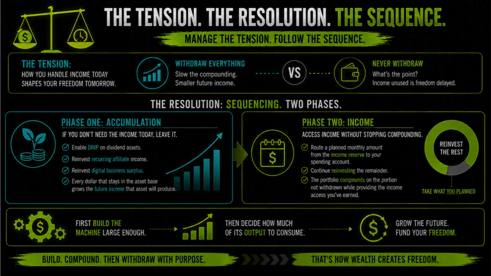Phase 1, accumulation. If you don't need the income today to cover expenses, leave it. Enable DRIP. Reinvest the digital business surplus. Every dollar that stays in the asset base grows the future income that asset will produce. Phase 2, income. Route a planned monthly amount from the income reserve to your spending account. Continue reinvesting the remainder. The portfolio keeps compounding on the portion not withdrawn while providing the income access you've earned. First, build the machine large enough. Then, decide how much of its output to consume.